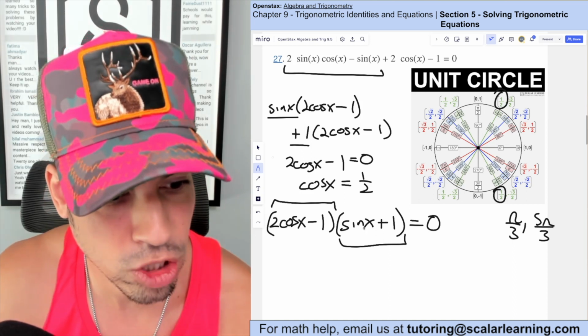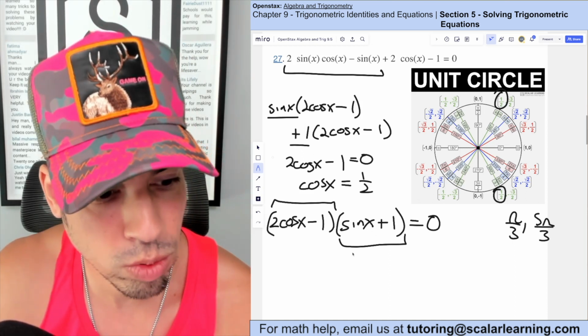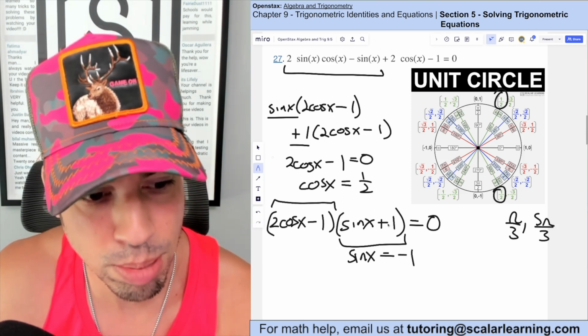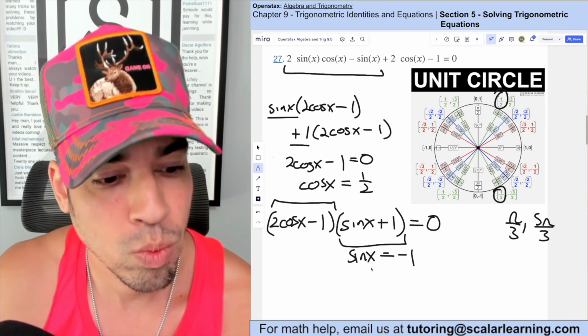And then what about this equation? When does sine of x plus 1 equal 0? AKA, when does sine of x equal -1, right? Sine of x plus 1 equals 0, subtract 1. So when does it equal -1?